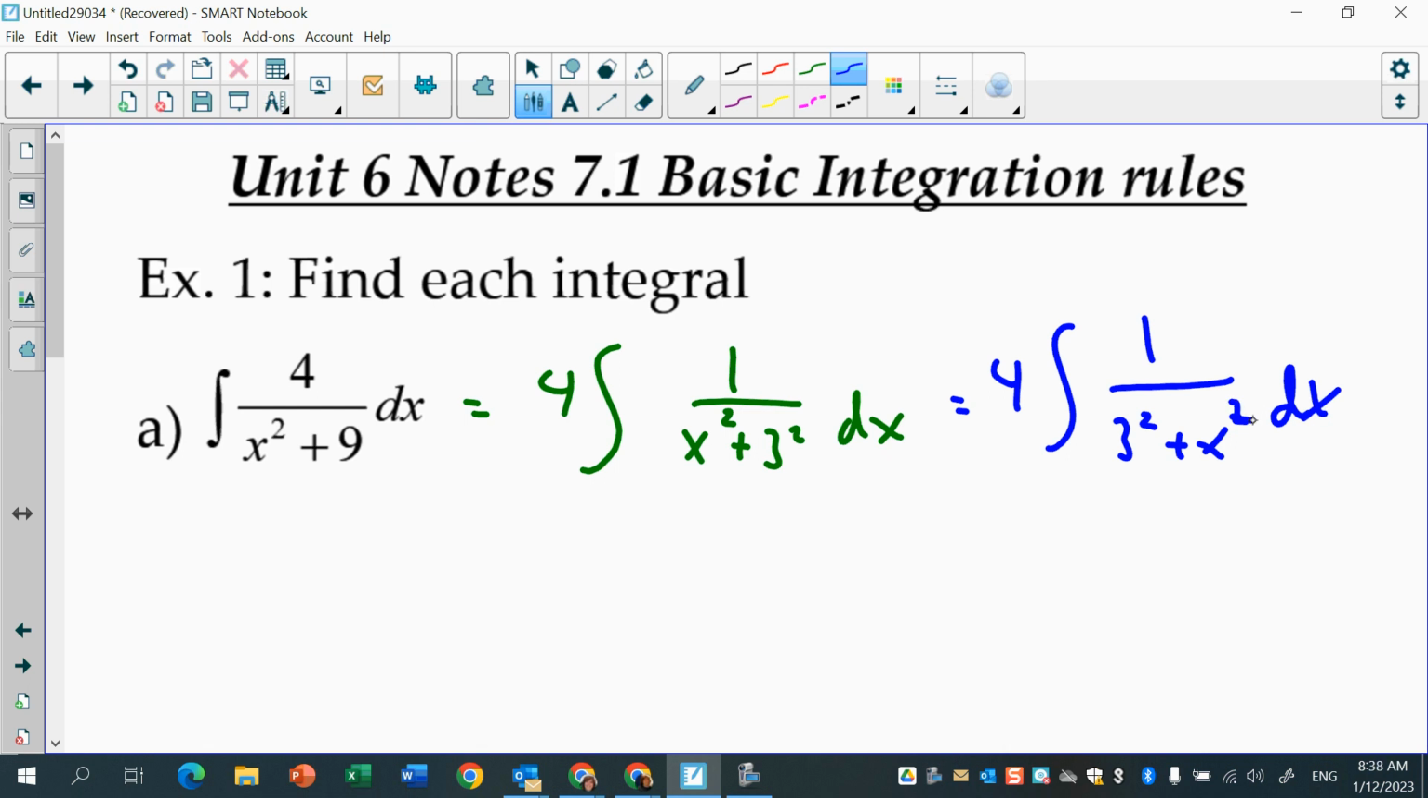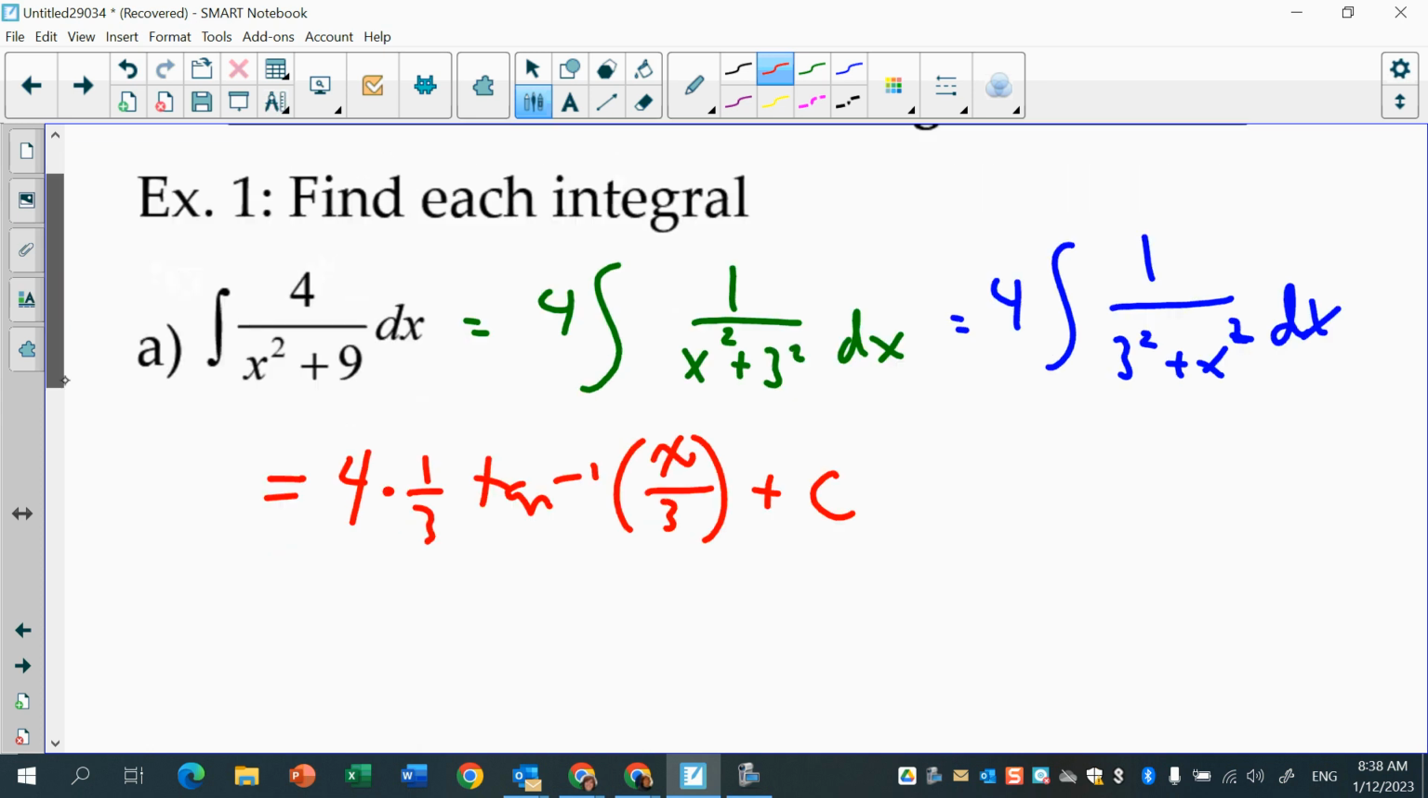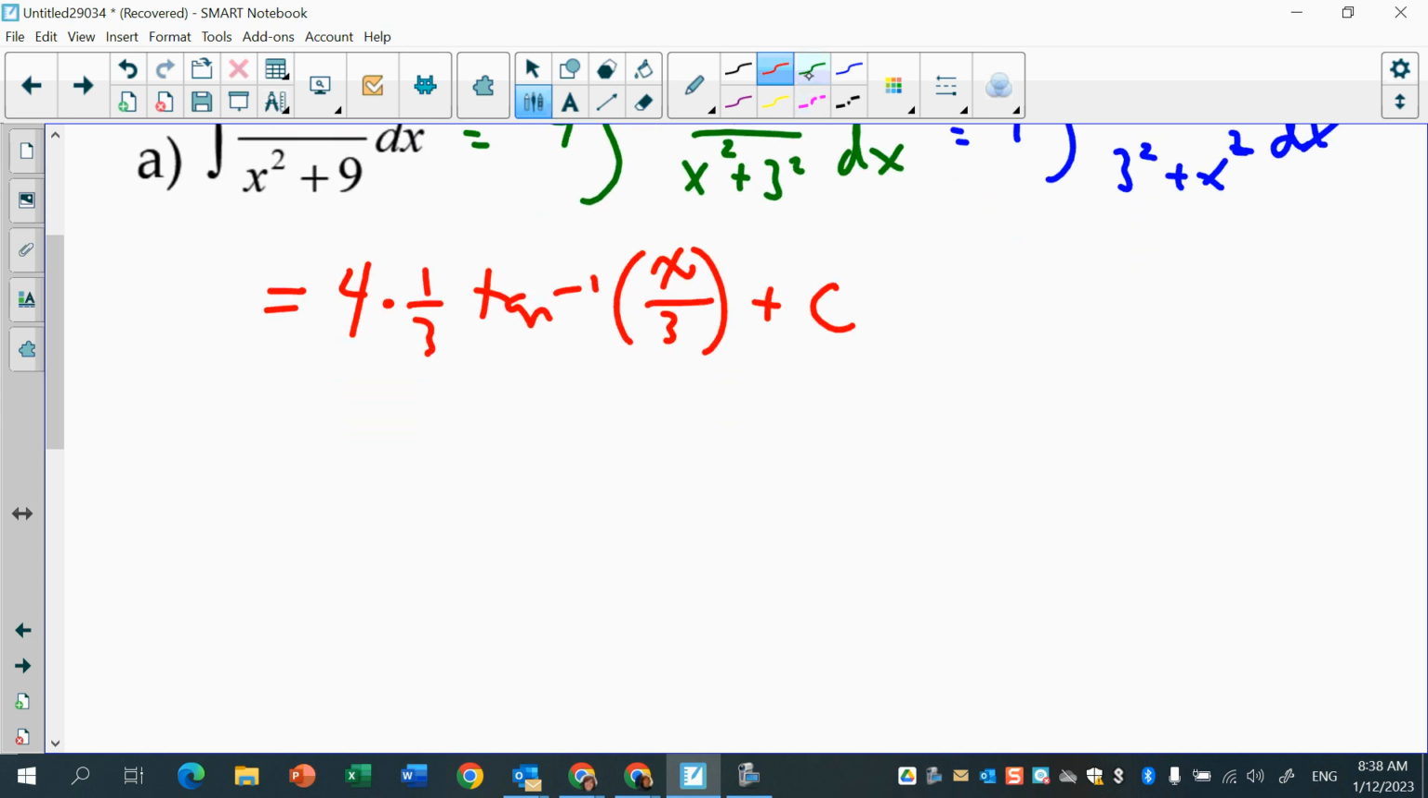You do not have to write this first line. If you need it, write it, because it helps you to recognize things. But if you already recognize it, you don't have to write it. The 4 is going on the outside. I'm doing the inverse tangent of x over a, which means you need 1 over a, plus c. Or better yet, I could write this as 4/3 inverse tangent of x over 3, plus c. You could write arctangent as well. We're totally fine with that.